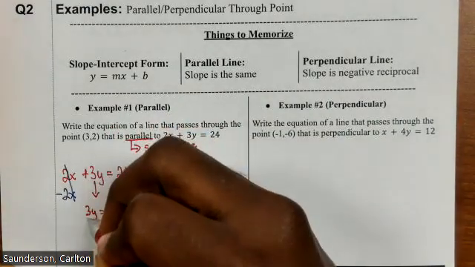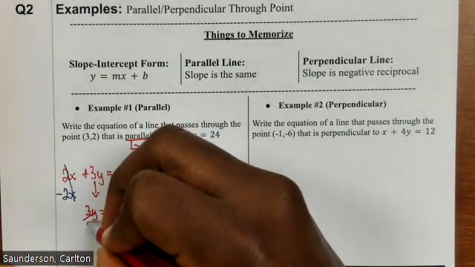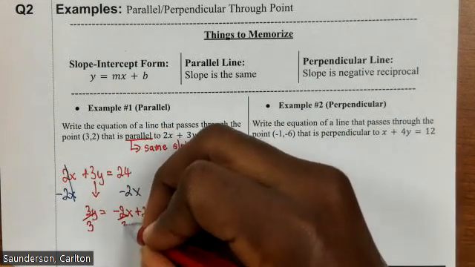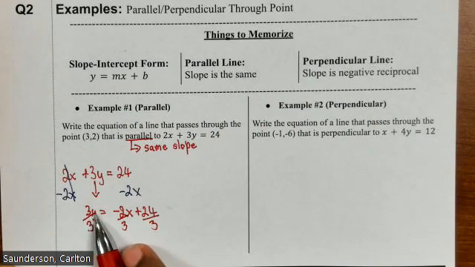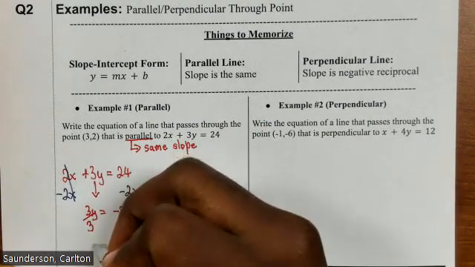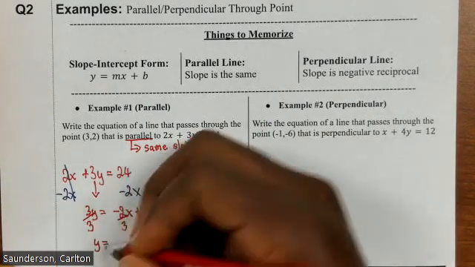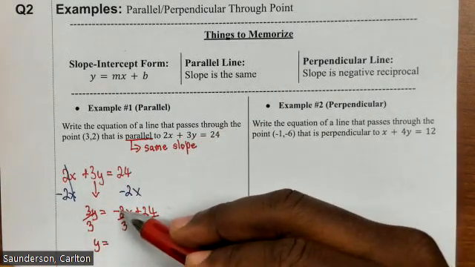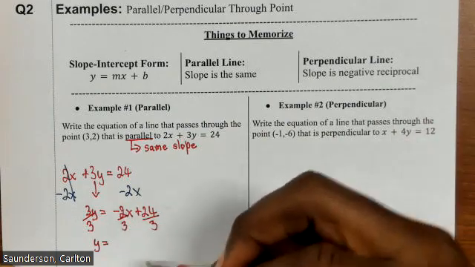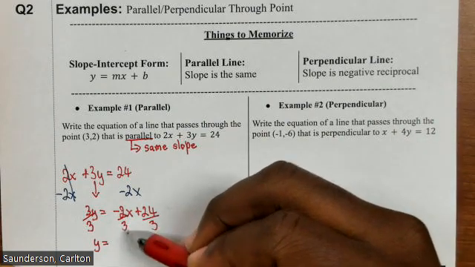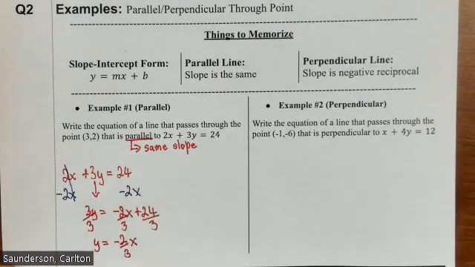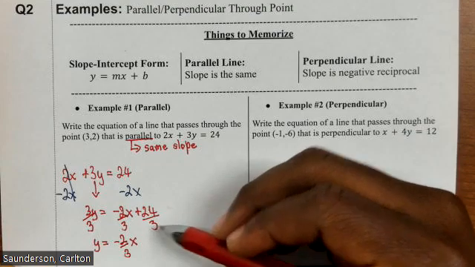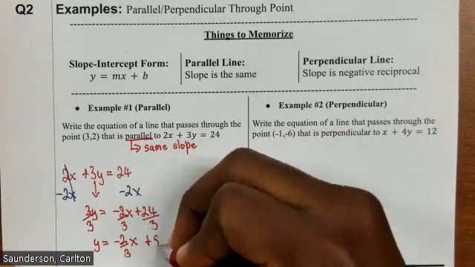Now I'm going to get rid of this 3 by dividing by 3. Anytime you see 3y, that means 3 is being multiplied by y. To get rid of multiplication, you would divide. So you end up having y equals, can you divide negative 2 by 3? No. And a negative divided by a positive stays as negative 2 over 3x. Can you divide 24 by 3? Yes. You get positive 8.